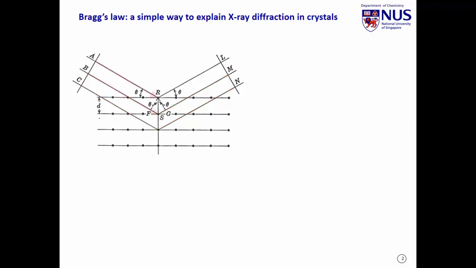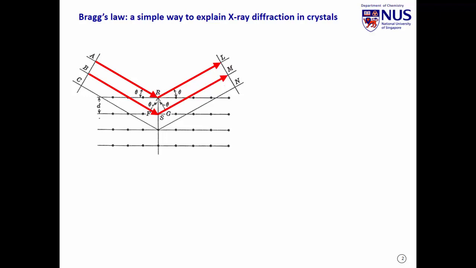Consider the reflection of two parallel beams of the same wavelength by two adjacent planes. One beam travels from point A to R, is reflected by the upper plane, and then travels from point R to L. The other beam travels from point B to S, is reflected by the lower plane, and then travels from point S to M.